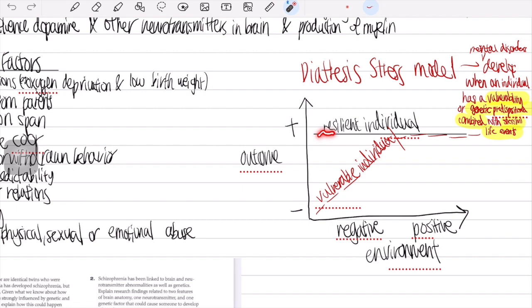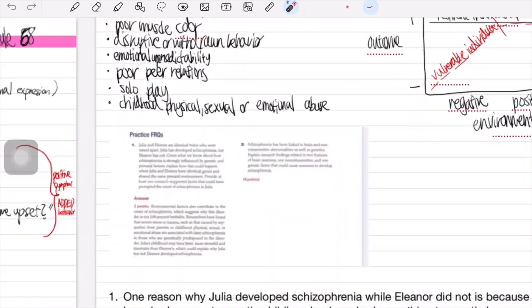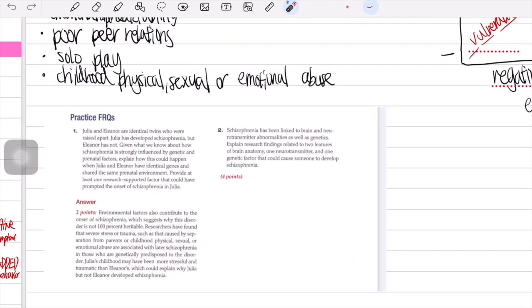So you can see here, the resilient individual stays here, but the vulnerable individual, after experiencing a negative environment and a negative outcome, would be at the very bottom, and then slowly rise their way up to the resilient individual.